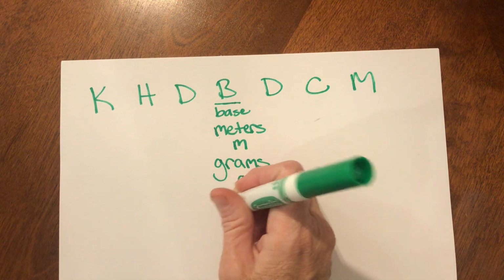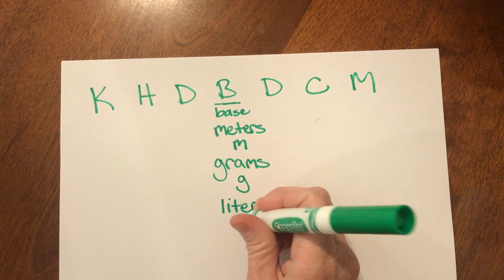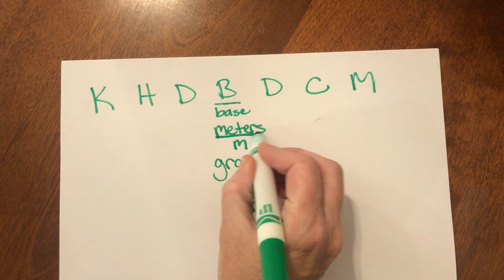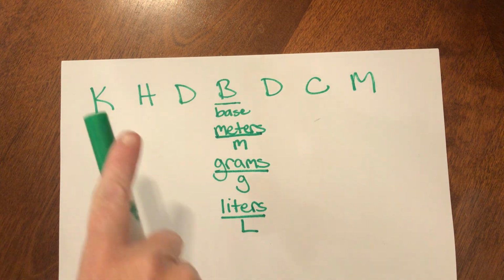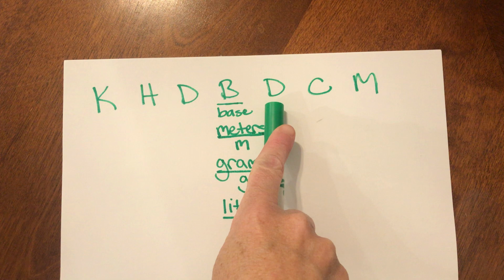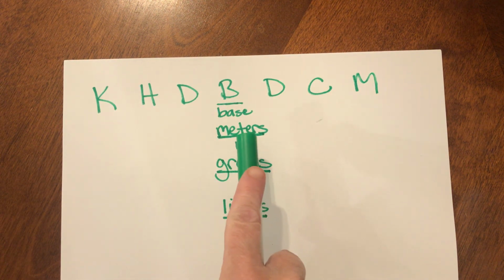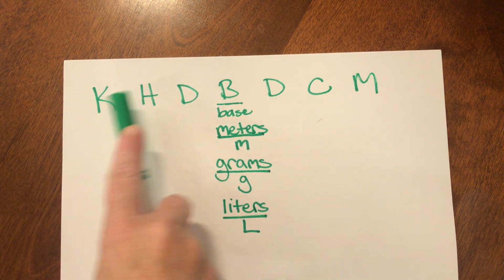Okay, so liters. Now when liters is abbreviated, it's a capital L. And I believe the reason they do that is if they just put a lowercase l, it would look like a 1. So they have meters, grams, and liters. Okay, there are a lot of other parts of measurements. So this is the base. Now just like in our number system, as we go to the left, it has a greater value.